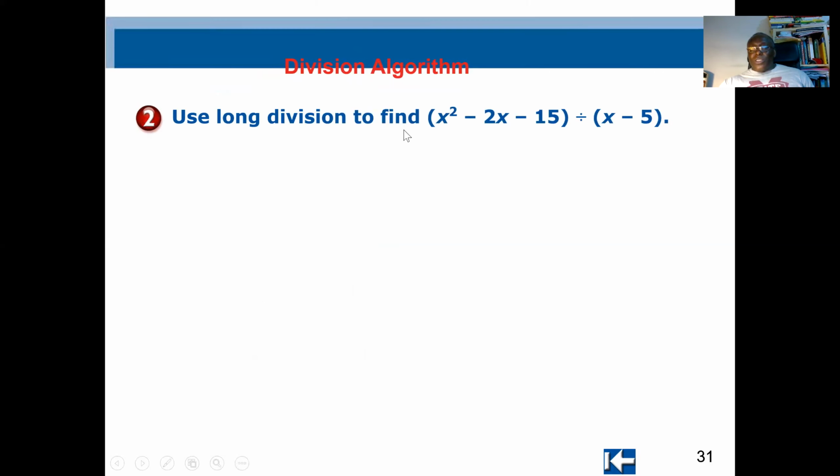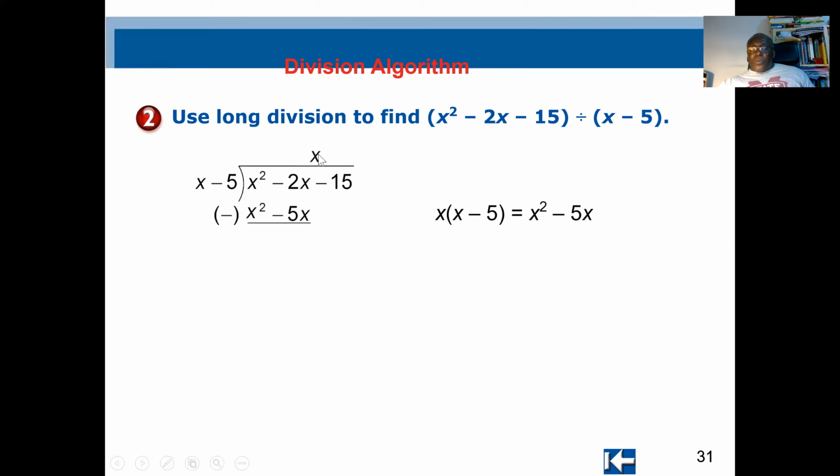So now we use the long division. One more example here. Here I have a binomial now, so I don't have any other option. Long division is the last option. So x minus 5, x squared minus 2x minus 15. The first thing we do, divide x squared, the first term, by the first term here, x. And you put your answer down, your answer will be x.